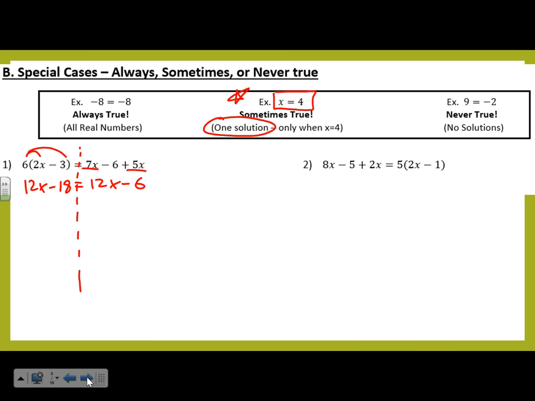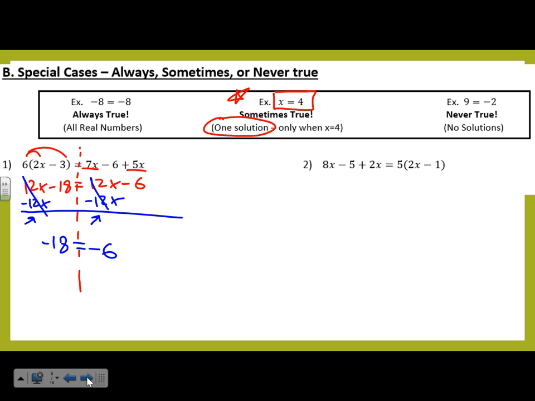So now I combine my variables. 12x minus 12x cancels, but then over here we still have 12x minus 12x, so it also cancels over here. If it cancels on this side, it's got to cancel on this side. A lot of people try to say that it cancels on the left and then on the right they just have an x, and that doesn't work. So all we have left is negative 18 is equal to negative 6.